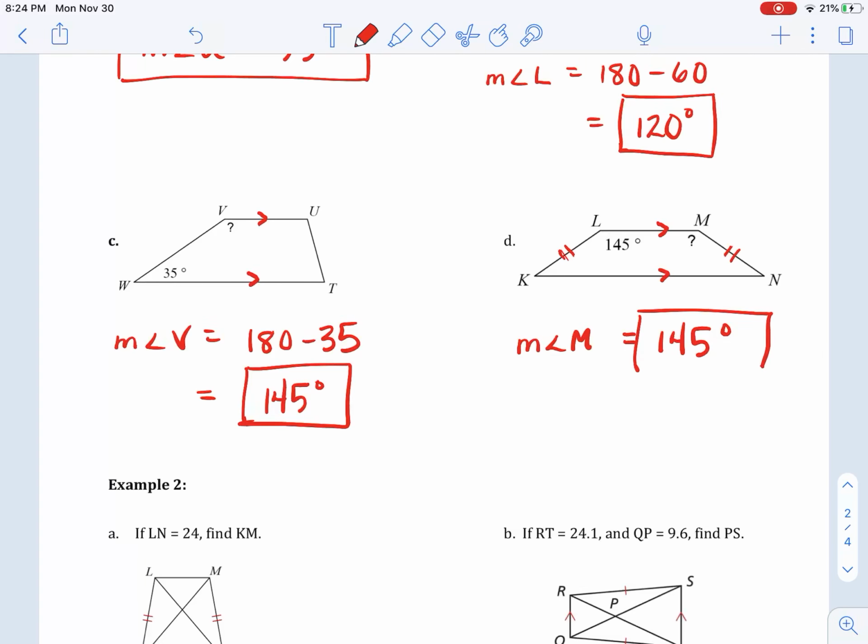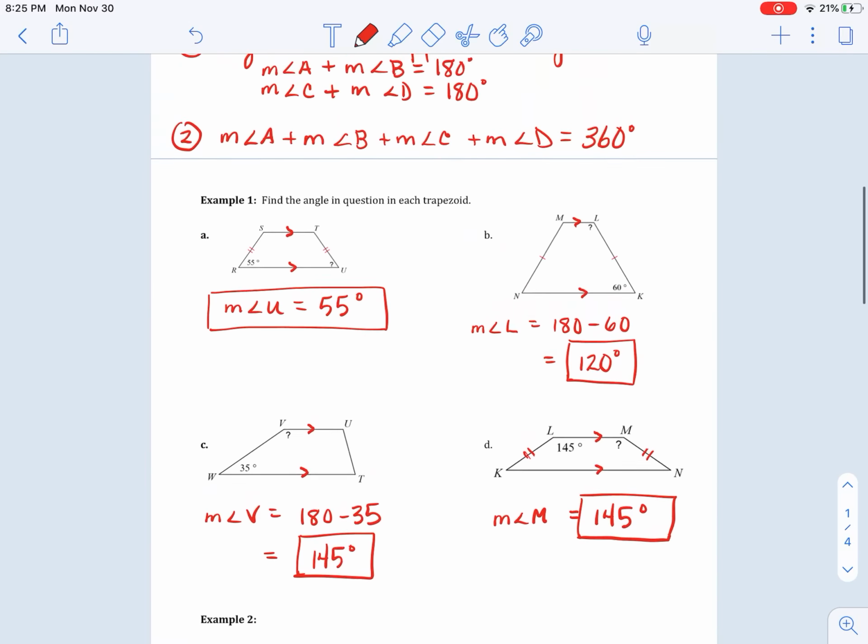So there's really no way for me to ask you about the base angles unless we're dealing with an isosceles trapezoid, because if we were dealing with a regular trapezoid, a non-isosceles trapezoid, then the base angles are not congruent and they don't actually follow any pattern. So whenever I ask you about base angles, you should be looking at an isosceles trapezoid. But whenever I ask you about leg angles, I can give you any trapezoid. All right.